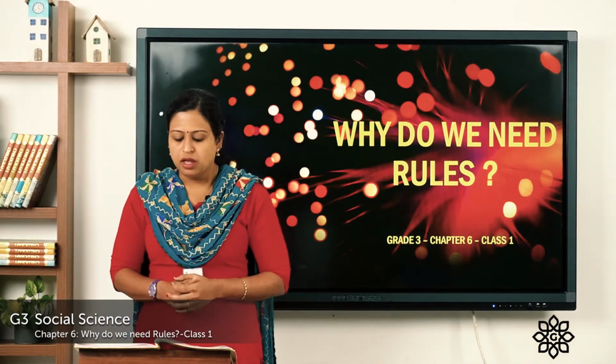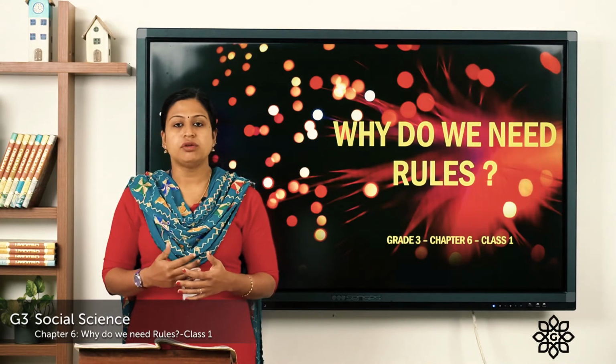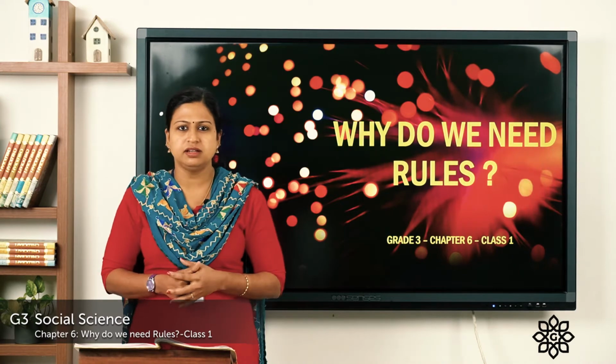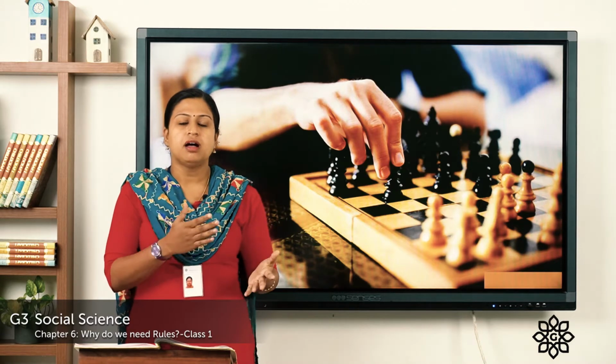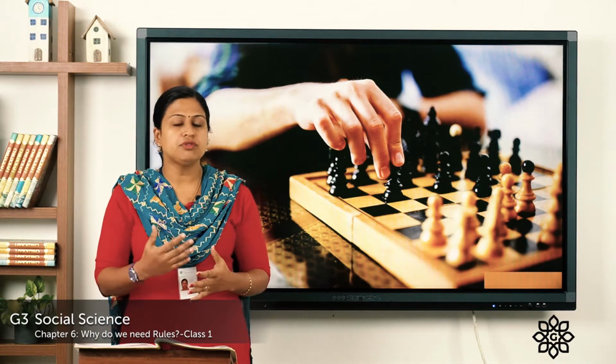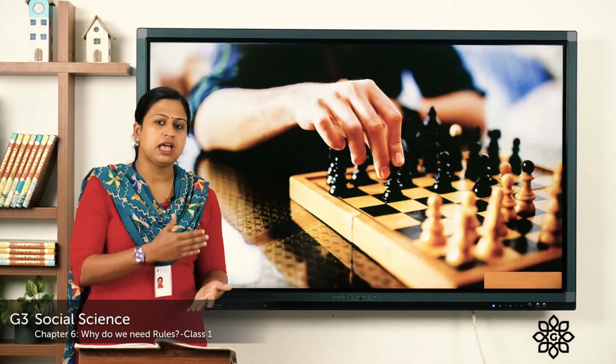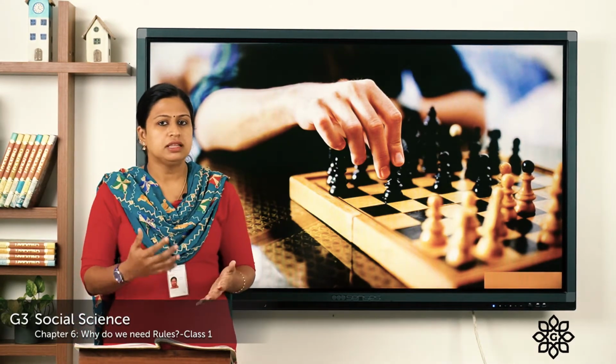Now kids, we might dream of a world where there are no rules, but how practical would it be? For example, chess and football without rules wouldn't be chess or football. It would be an entirely formless and meaningless game. In the same way, in our daily life, we are not allowed to do everything that we want to do. We must follow certain rules and regulations. We must follow rules at school, at home, in the society, in the country, and so on.